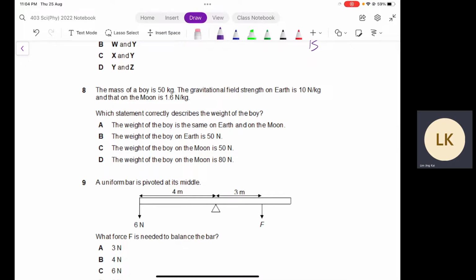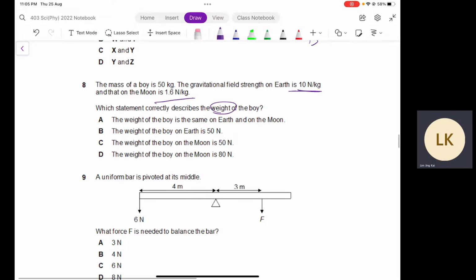Question 8. The mass of a boy is 50 kg. The gravitational field strength on Earth is 10 Newton per kg, and that on the moon is 1.6 Newton per kg. Which statement describes the weight of the boy? Take note, they're talking about weight. The mass of the boy doesn't change, because it's a constant between the situation on Earth and on the moon. But you notice that the gravitational field strength actually changes. On Earth it is 10, on the moon it is 1.6.